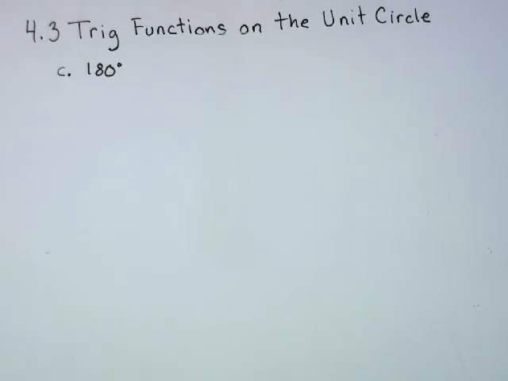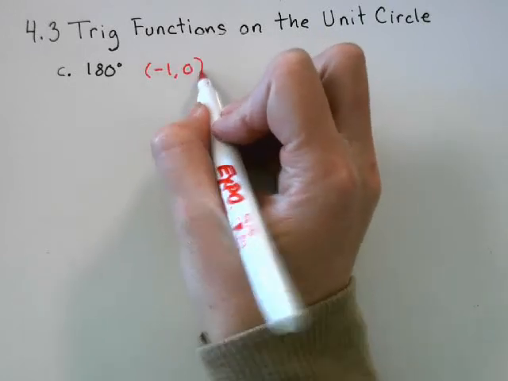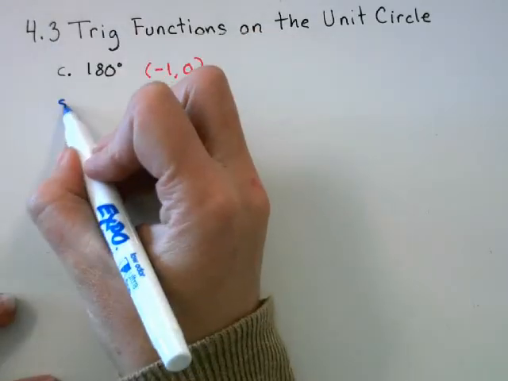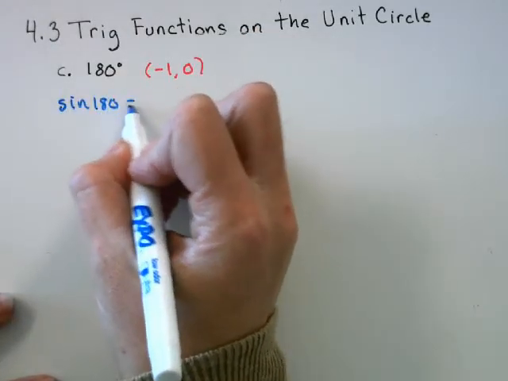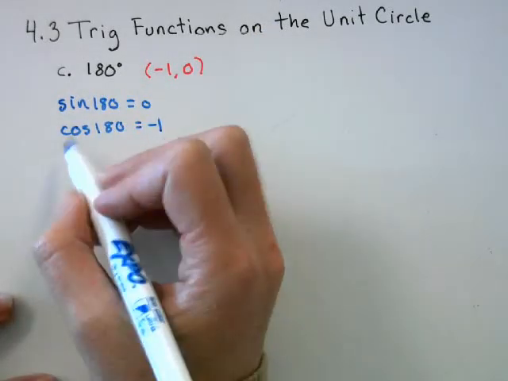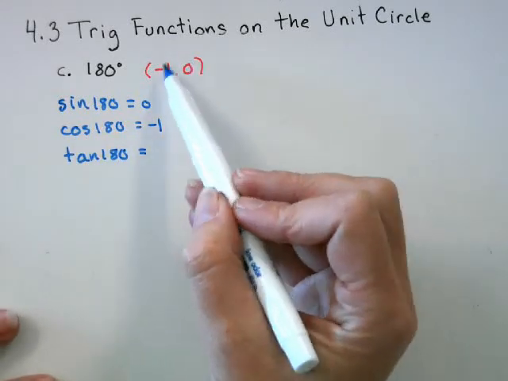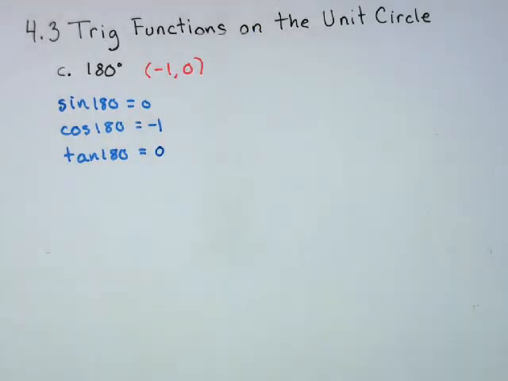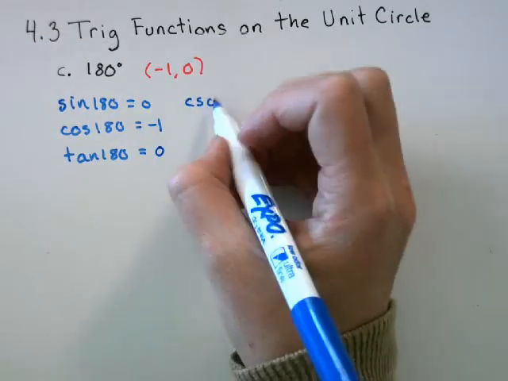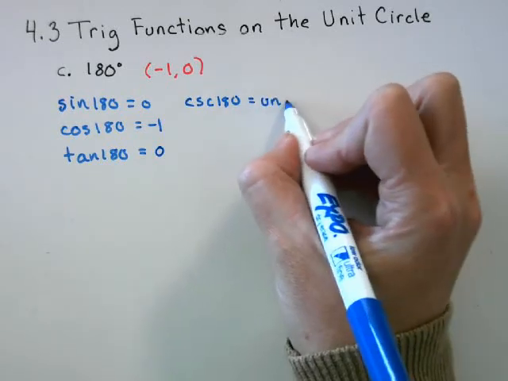Last one of these we're going to do 180. So the coordinates at 180 are negative 1, 0. That means sine of 180 equals 0. Cosine 180 equals negative 1. Tangent 180 is going to be the y value over the x value, which is going to be 0. Cosecant 180 would be 1 over 0. So this is undefined.